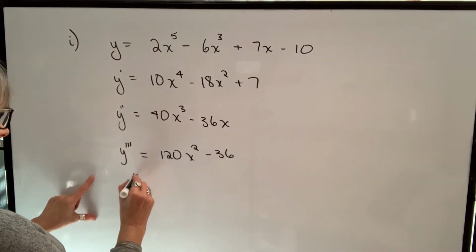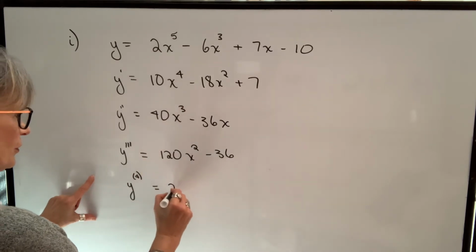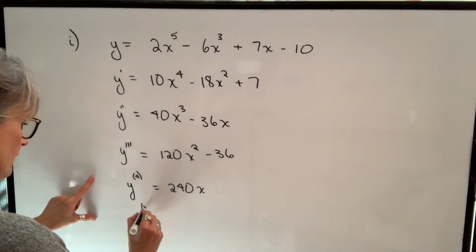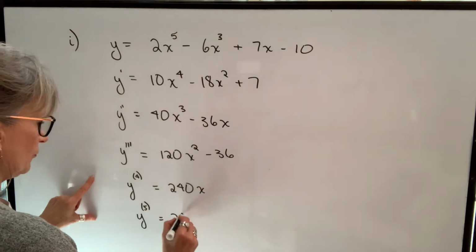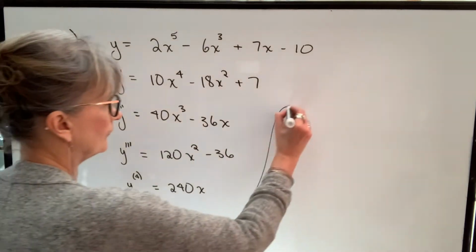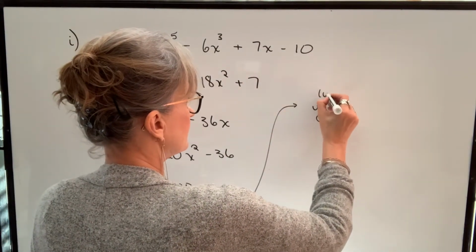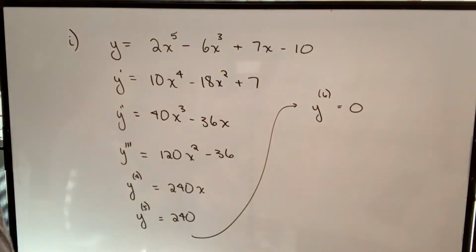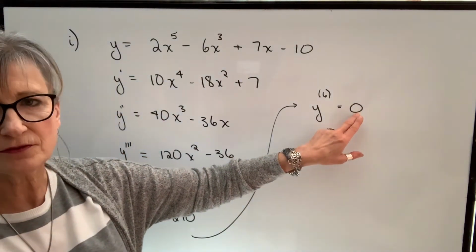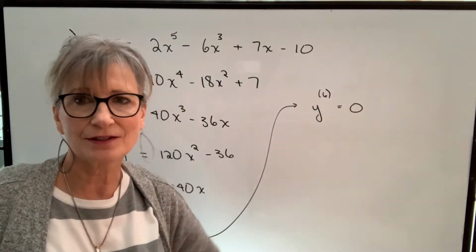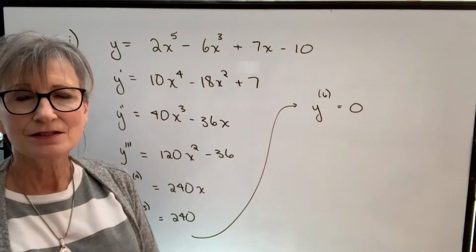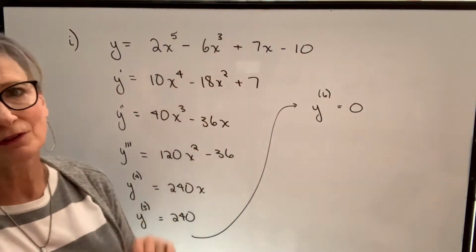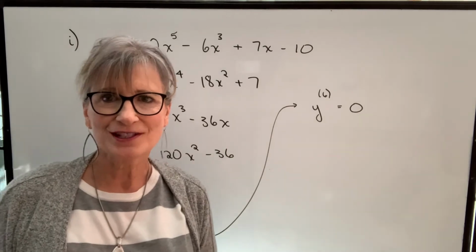The fourth derivative would be 240x minus 0. The fifth derivative would be 240. And the sixth derivative would be 0. And any subsequent higher derivatives after that would be 0 because we've reached a constant of 0, so the rate of change after that is going to be 0 every time. So the concept of higher derivatives is fairly easy when you're working with polynomial functions. Let's take a look at another example.